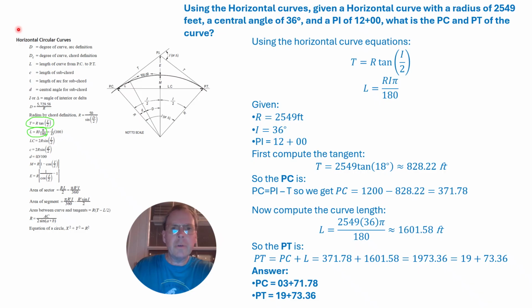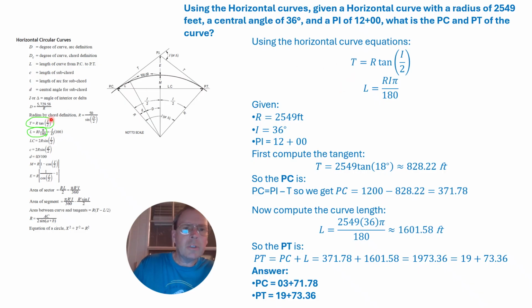Okay, so we got this other horizontal curve example. Given a horizontal curve, radius of 2549 feet, center angle 36 degrees, PI 12 plus 00. What is the PC and PT of the curve? Okay, so we know we're going to need the tangent distance and the length of the arc to get these things.